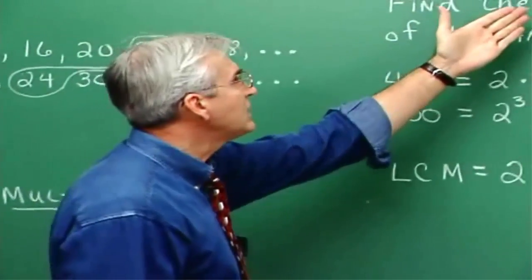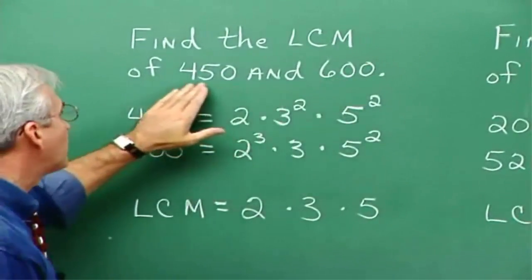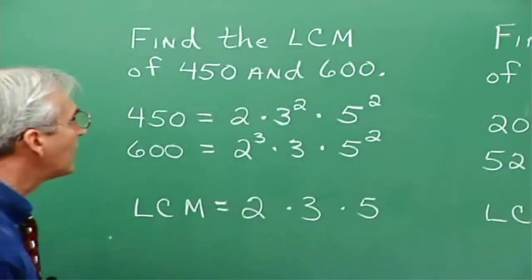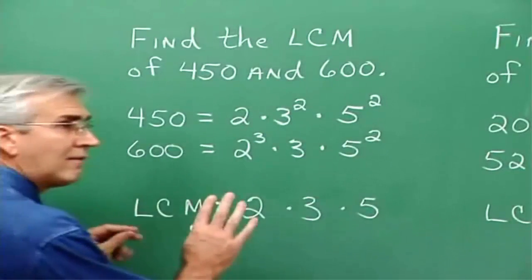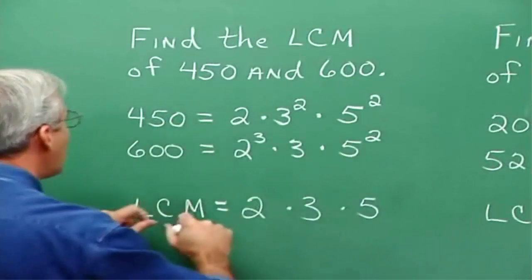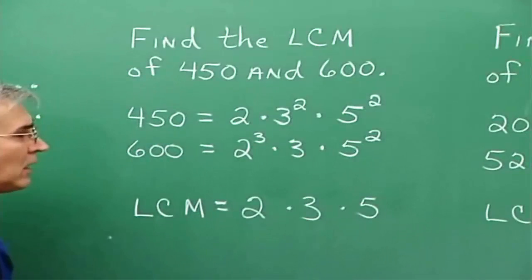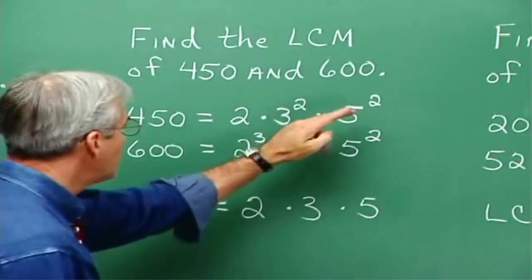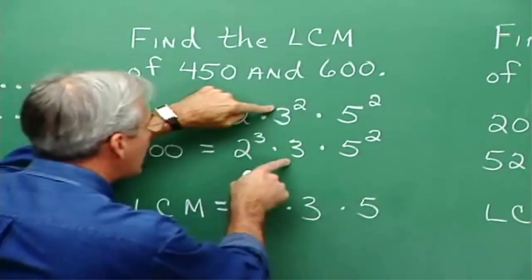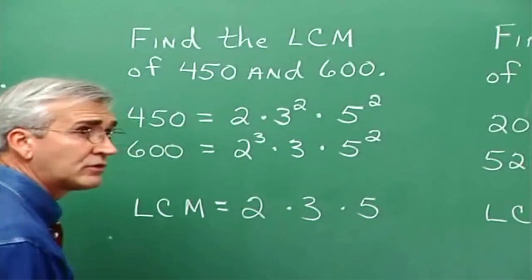Suppose we want to find the least common multiple of 450 and 600. We first perform a prime factorization on 450 and 600. We did that earlier, so I'm pretty confident that that part of the problem we can deal with easily. But 450 has this as its prime factorization. 600 has this as its prime factorization. Now, one peculiar thing about the two prime factorizations here is that they share factors. That is, 2, 3, and 5 are the factors involved in both of these numbers. That's a pretty unusual circumstance.